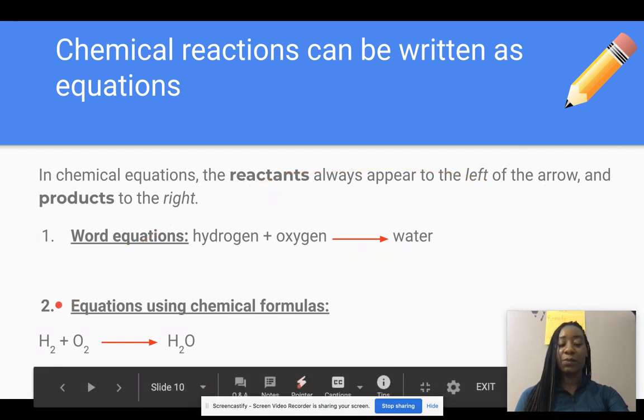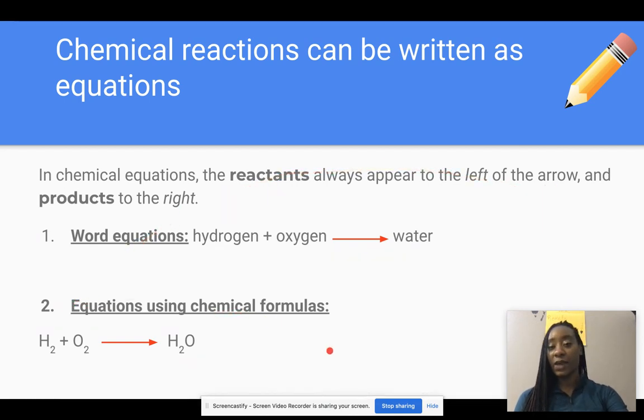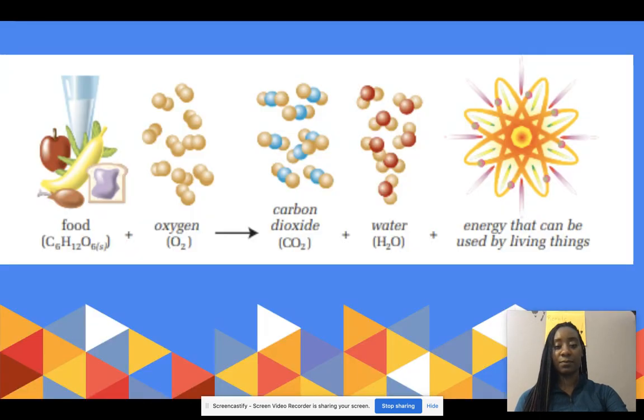And number 2, I want you to do the same thing. Identify the reactants and then identify the products. All right, so that part, easy, you got it.